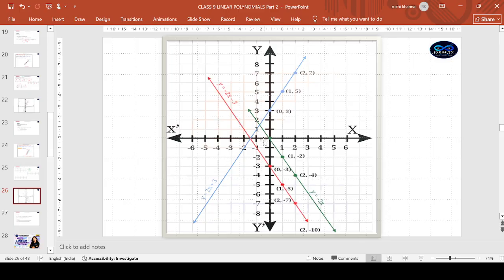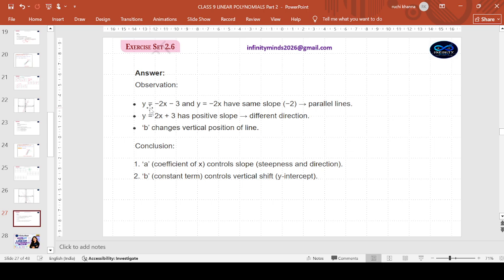Y equals to minus ax. Yes, of course, it will pass through origin because the y-intercept is missing. Lastly, they both carry the same slope. They will be parallel also. Observations: these two have same slope minus 2, so the lines are parallel. This has a positive slope, so a different direction of growth. A controls the steepness and direction. B controls the vertical shift.